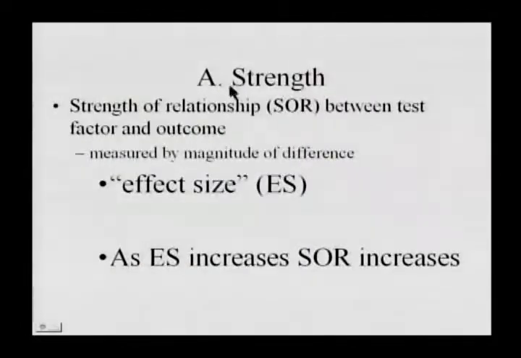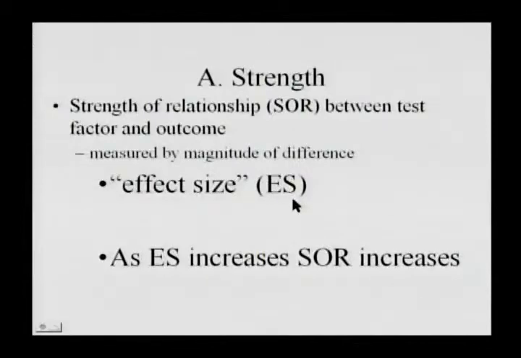So the first criterion is strength, also referred to as strength of relationship, or SOR, between the test factor and the outcome. So our independent variable, the test factor, and the outcome, the dependent variable. And this is measured by magnitude of difference, or effect size. Remember, we saw this in our general discussion on the test statistic, the difference between the means of the two groups in the case of a t-test. So the effect size is very important.